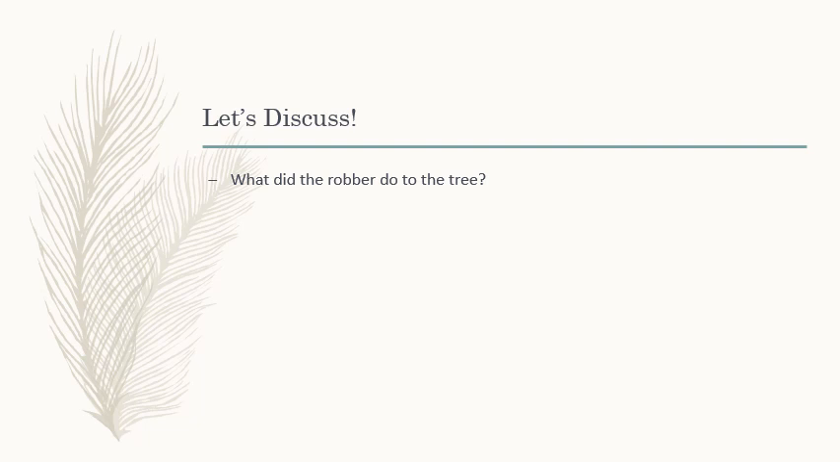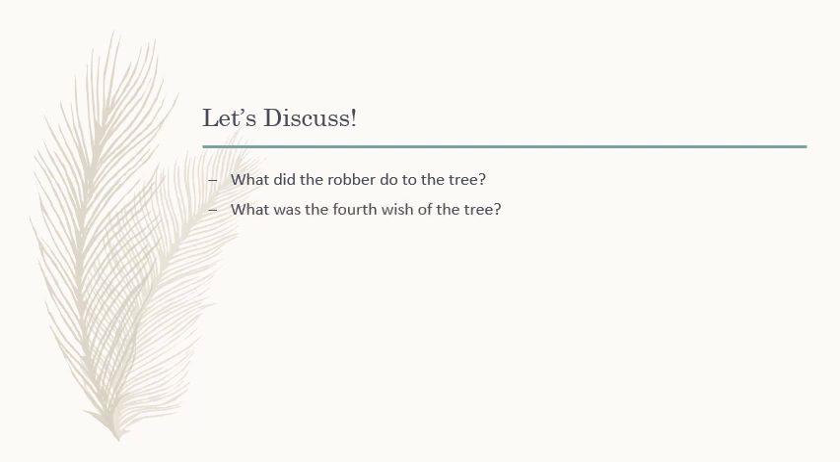So our answer would begin, the robber. What did it do? The robber stole the gold leaves. Simply. So what did the robber do to the tree? The robber stole all the gold leaves.